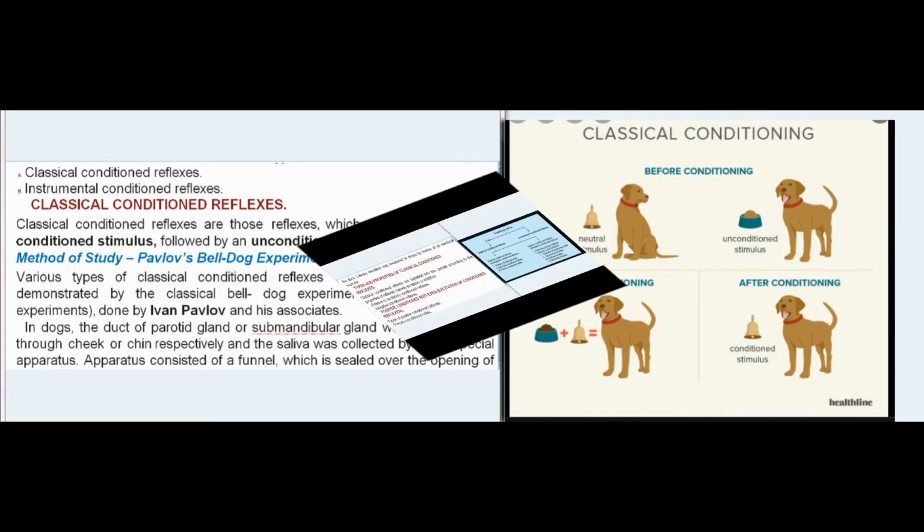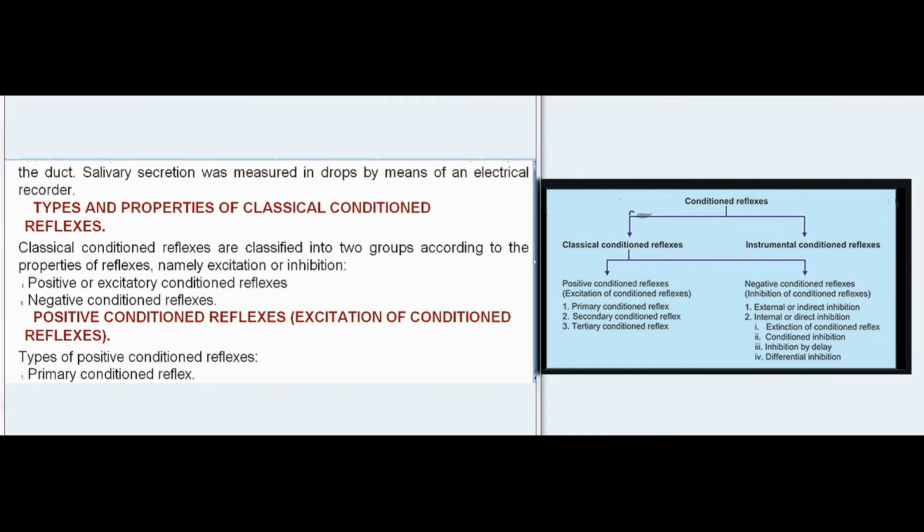In dogs, the duct of parotid gland or submandibular gland was taken outside through cheek or chin respectively, and the saliva was collected by some special apparatus. Apparatus consisted of a funnel, which is sealed over the opening of the duct. Salivary secretion was measured in drops by means of an electrical recorder. Types and properties of classical conditioned reflexes. Classical conditioned reflexes are classified into two groups according to the properties of reflexes, namely excitation or inhibition, positive or excitatory conditioned reflexes, negative conditioned reflexes.